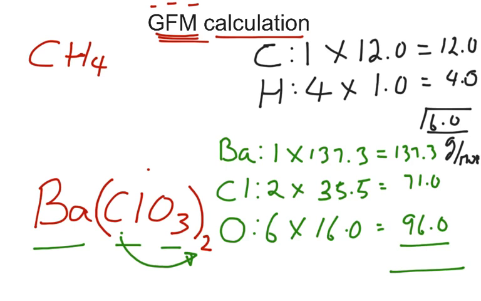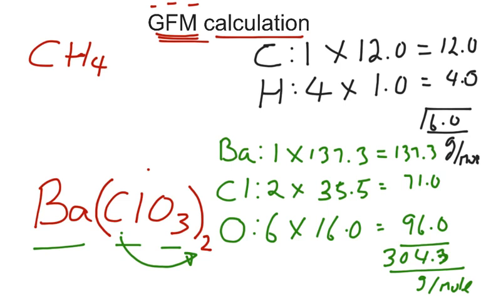Okay, and I'm getting 7.3 plus 71 plus 96. Enter. 304.3. A bit of technical difficulty there. 304.3. Okay, and that's going to be grams per mole. That's good, that's my unit.